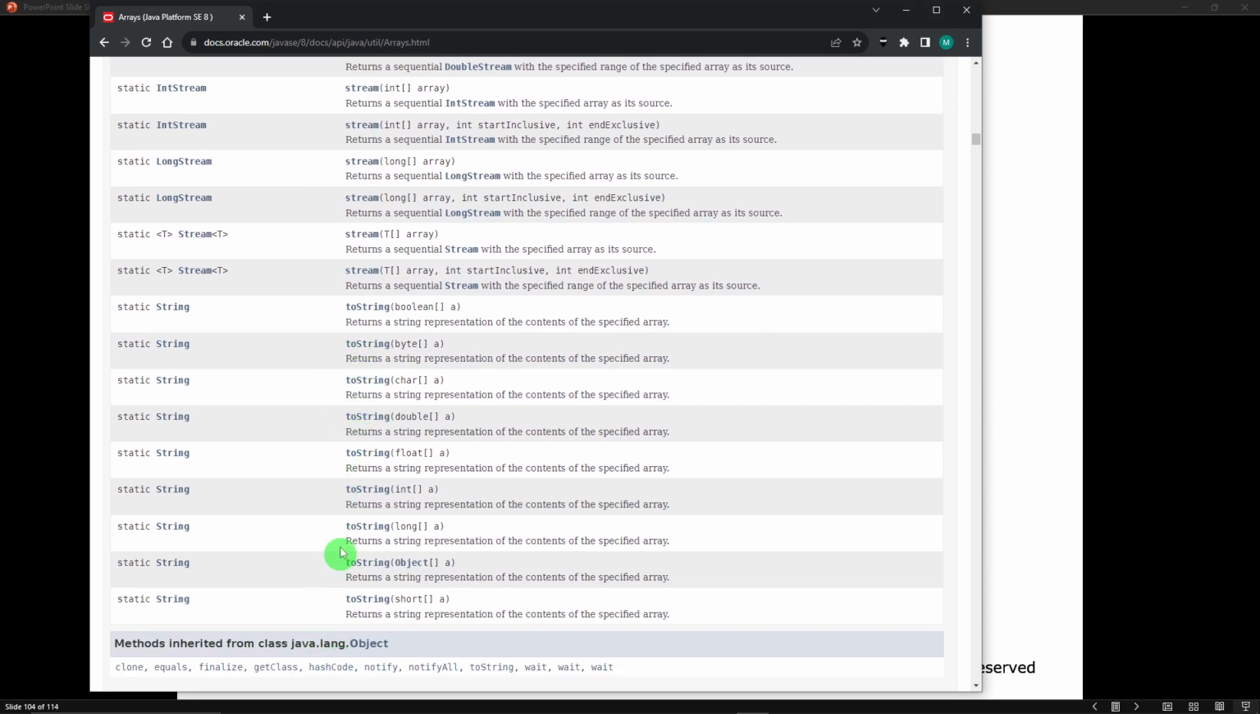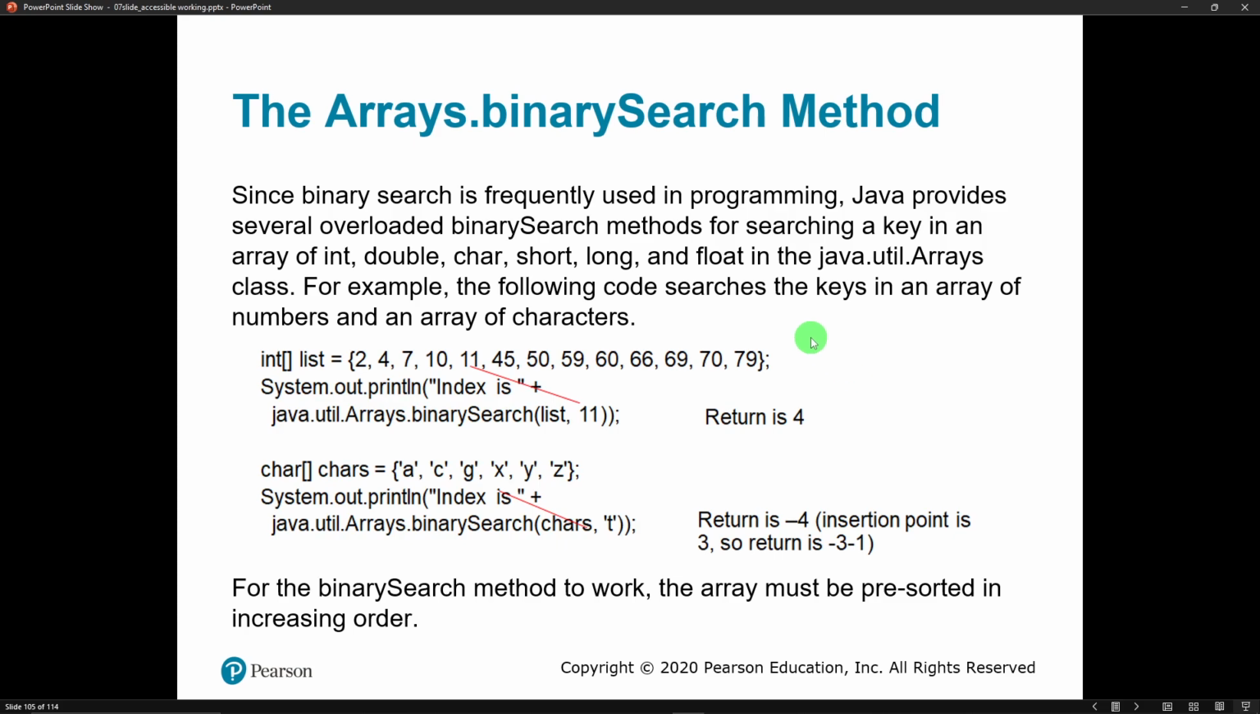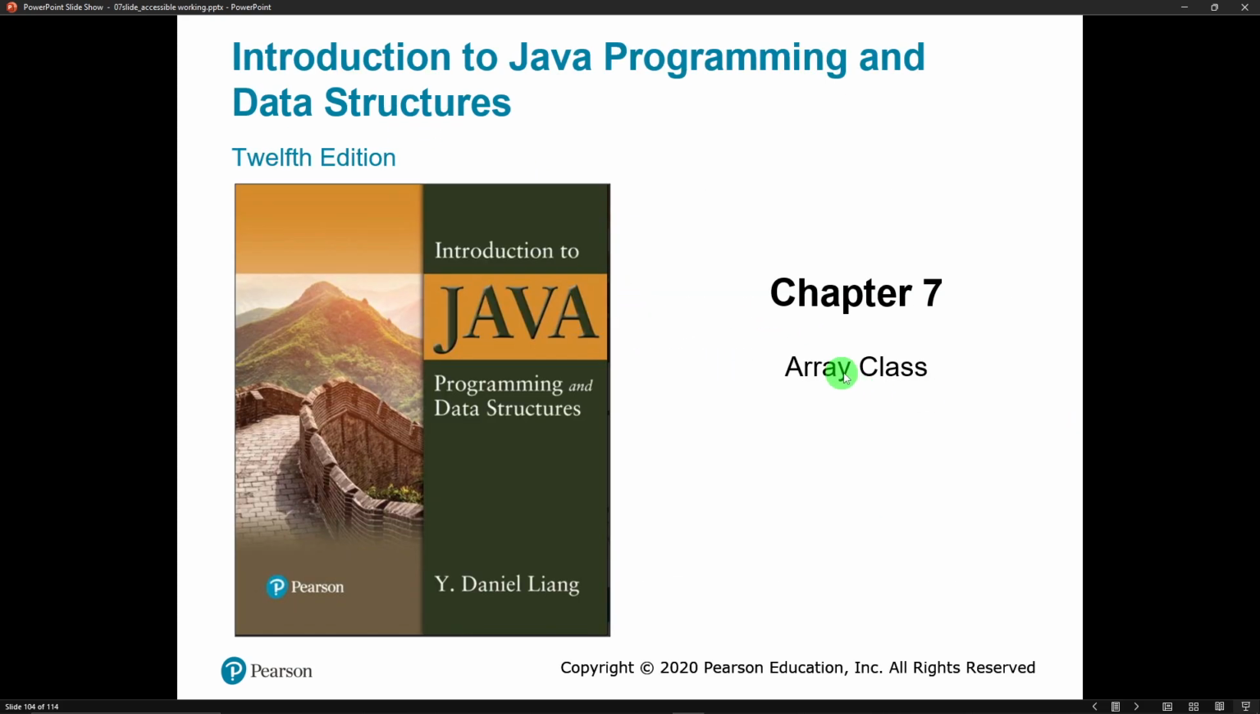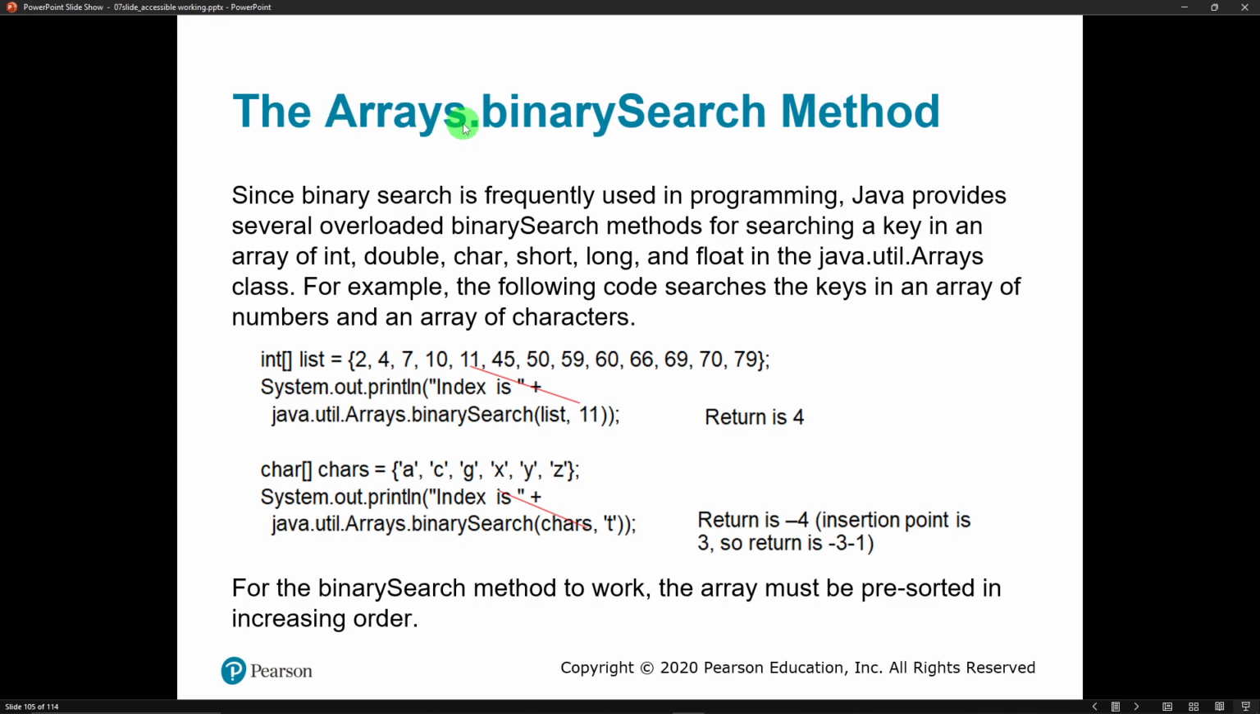The toString will return a string representation of an array. So if I want to print out using toString, we'll talk more about that in detail later when we get to object-oriented programming. But we can get a string representation of the contents of an array. So if we had an array of ints, it would just give us a string that contained all those ints. So the Arrays class, I should say Arrays. I made a mistake on the slide. There should be an S on that. Arrays class. So Arrays.binarySearch.